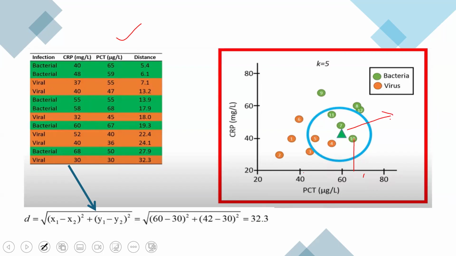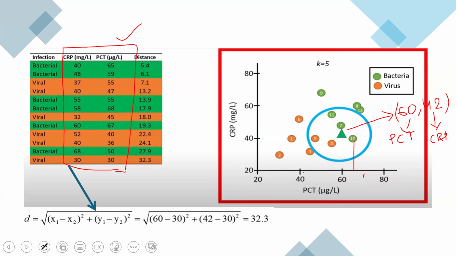Now this is the given point for us, and this point is 60, 42. So the point given to us is 60, 42: 60 is the PCT value of that particular patient, and 42 is the CRP value of that patient. In our data set we have two dimensions, CRP and PCT. Based on CRP and PCT, we plotted this graph, PCT on the x-axis and CRP on the y-axis.